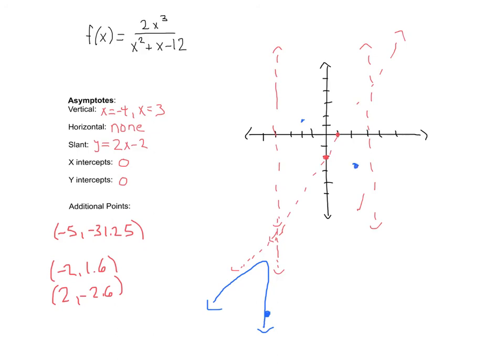Oh, and I actually forgot to put my x and y intercept at 0, 0. I'll go ahead and do that. So I know this middle section is going to go through that asymptote. Lastly, let's pick something on the right side of this asymptote. I'll go ahead and pick 4. Giving me a y value of 16. Plotting that point, I could see that it's also going to be well above that line, somewhere way up here.